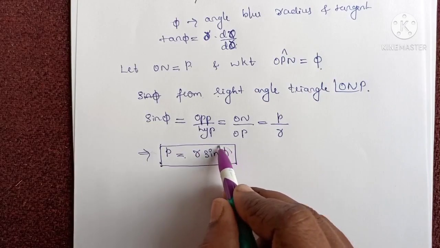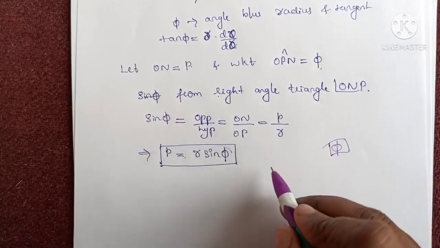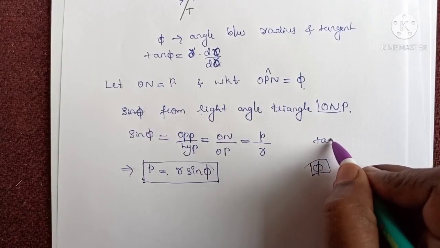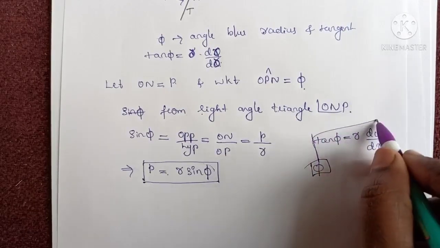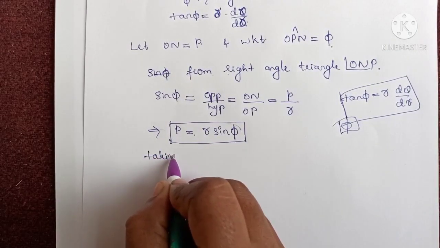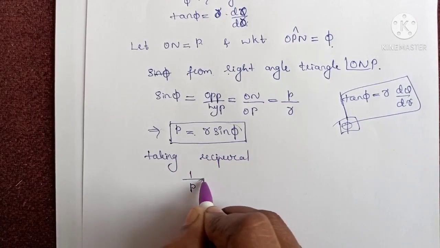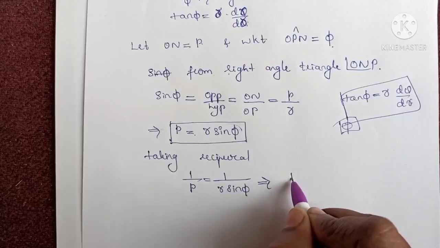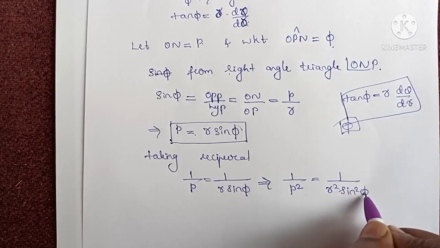When it is difficult to find phi, that is the angle between the radius vector and the tangent, then we use another derivation. We know that tan phi equals r d theta divided by dr. Using this concept, we derive another formula here. Taking reciprocal, we get 1 by p equals 1 by r sin phi. Squaring on both sides, we get 1 by p square equals 1 divided by r square sin square phi.